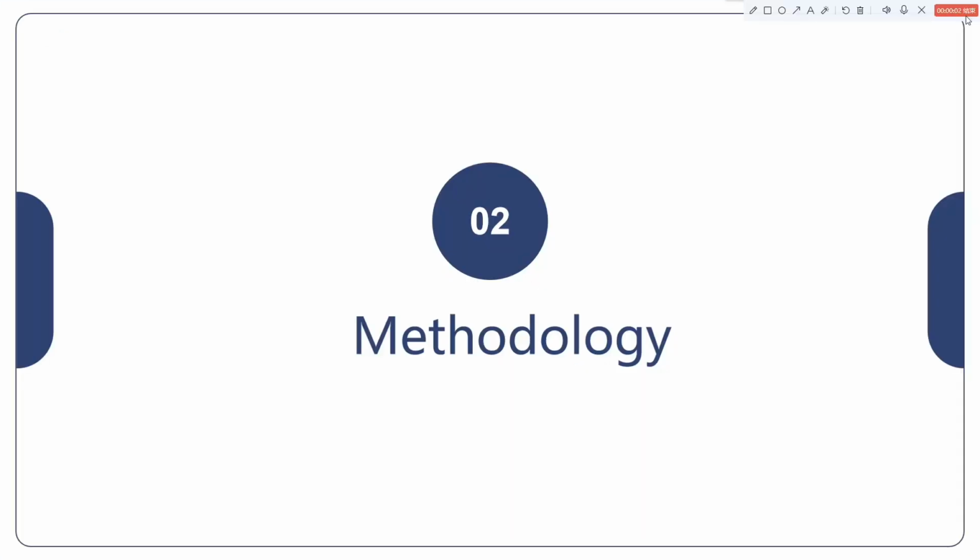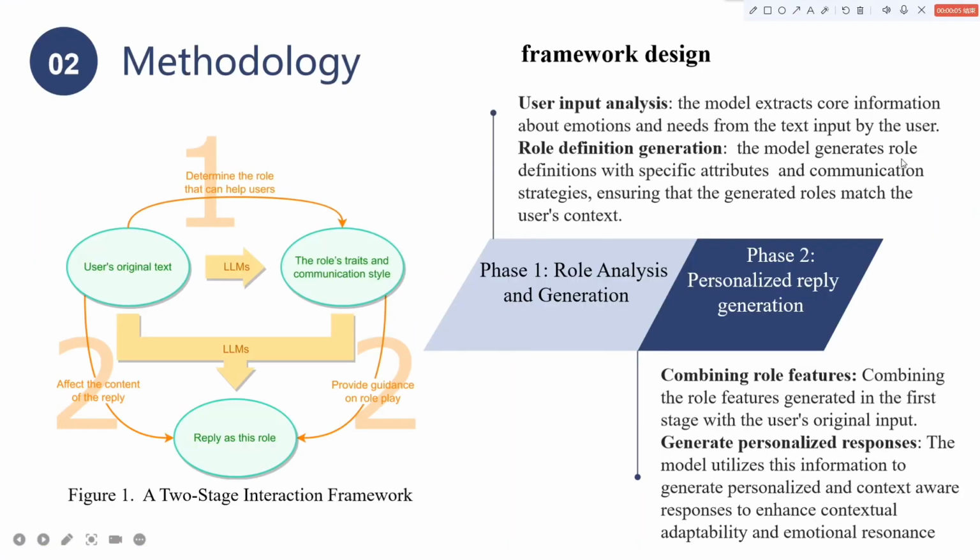Okay, now let me invite Julianhua to introduce the methodology. Our proposed method is a two-step interaction framework. In the first step, we use the large language model to analyze the user input to get what we need to pay attention to in the response, and then mix the attention points with the original text and feed them to the LLM as the prompt to generate the personalized reply in the end.